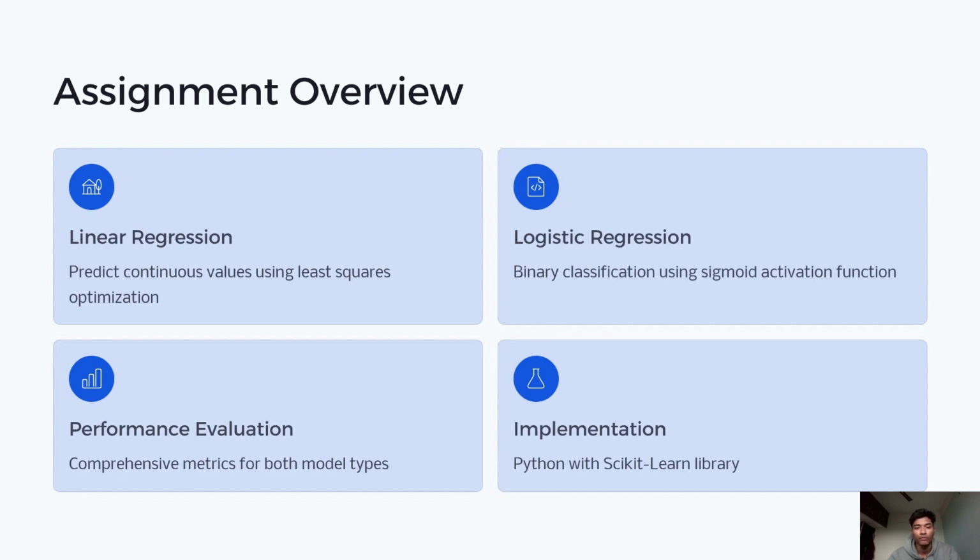In this assignment question, we focused on linear regression, which predicts continuous values, logistic regression, which predicts classes using probabilities, and finally evaluating both models using the right metrics. We implemented everything in Python and the scikit-learn library.